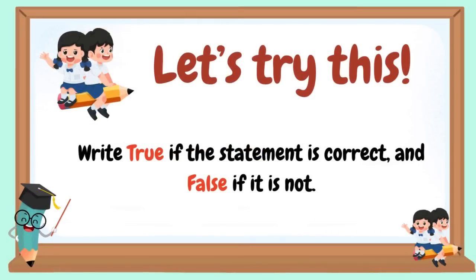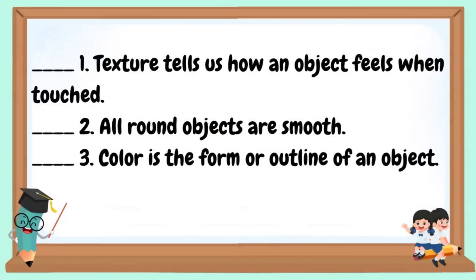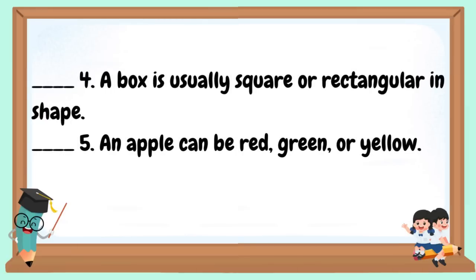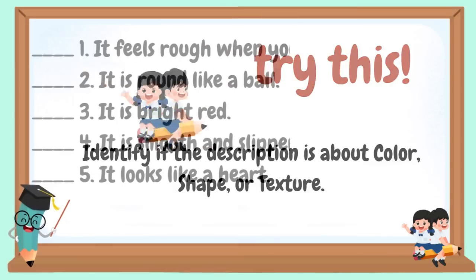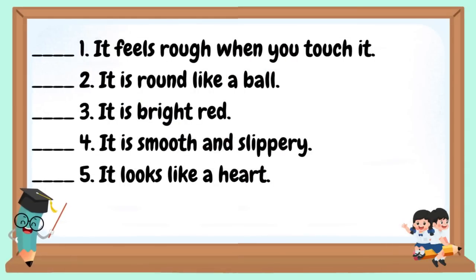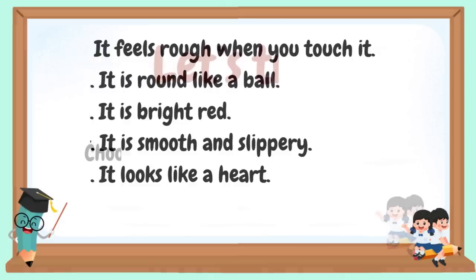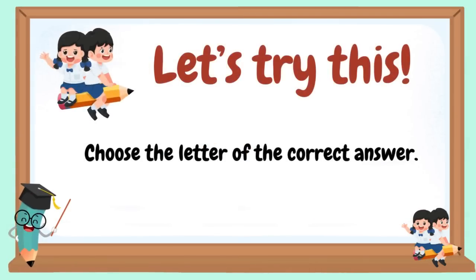Let's try this. Write true if the statement is correct and false if it's not. Let's try this. Identify if the description is about color, shape, or texture. Let's try this. Choose the letter of the correct answer.